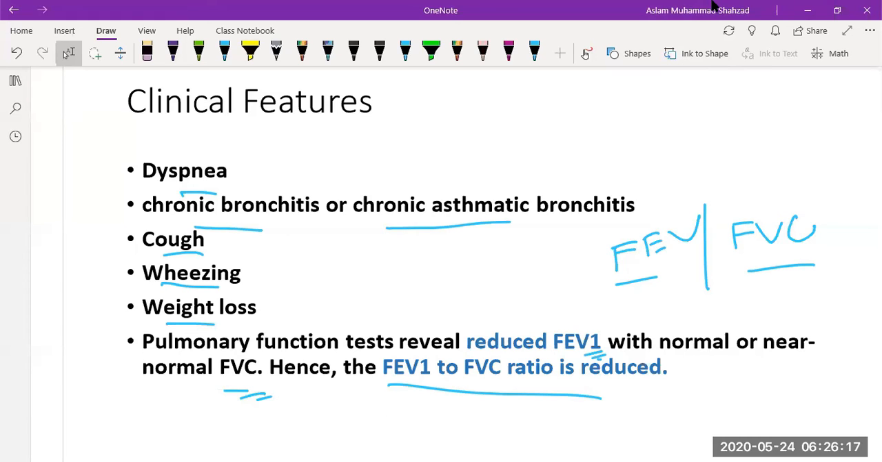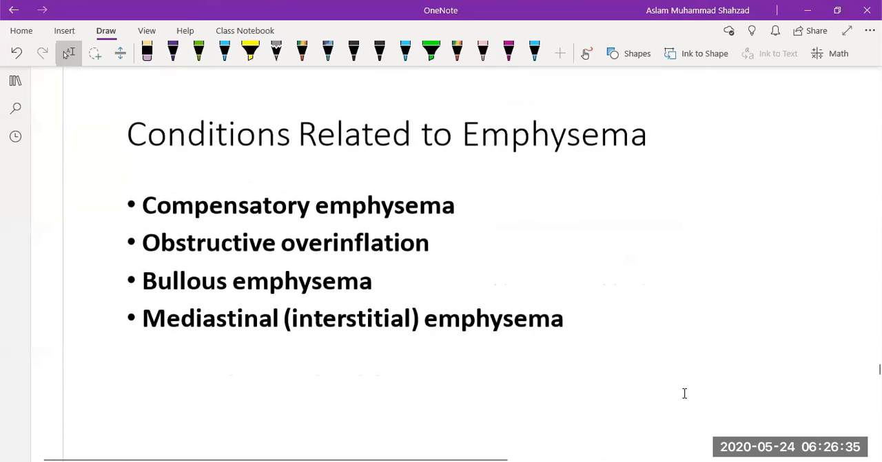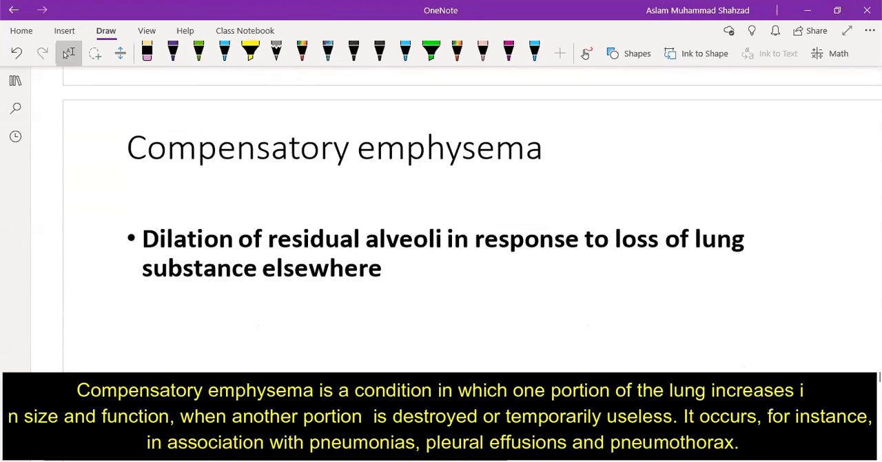And I know that you already studied in your physiology textbook why the FEV and FVC ratio is important, because the FEV and FVC ratio must be normal. If there is a reduction, or sometimes in some diseases an increase, of that ratio, then it can cause lung injuries. So the conditions related to emphysema are further classified as compensatory, obstructive, bullous, or mediastinal emphysema. In compensatory emphysema, we have dilation of the residual alveoli in response to the loss of lung substance.